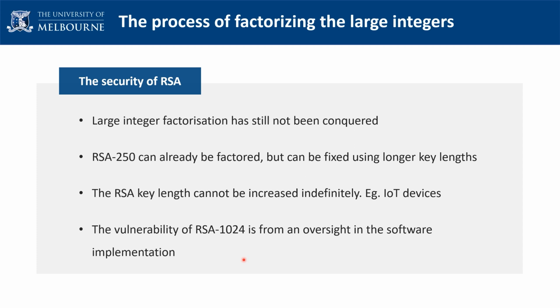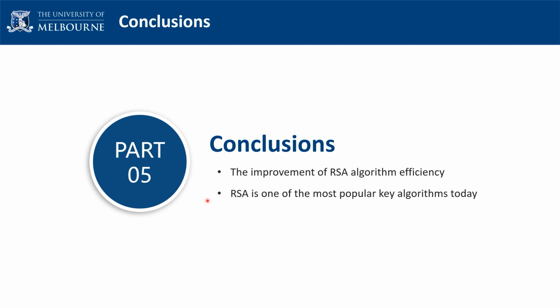And then the last part is conclusion. Today, we introduced the algorithms for improving the RSA efficiency. And in terms of security, RSA is still a secure encryption algorithm and still one of the most popular key algorithms today. So that's all for our presentation.